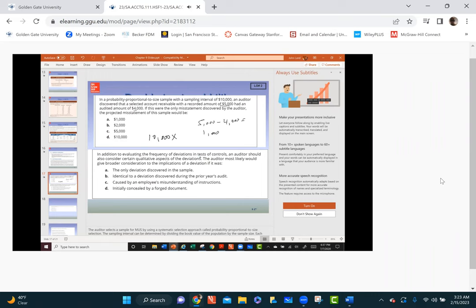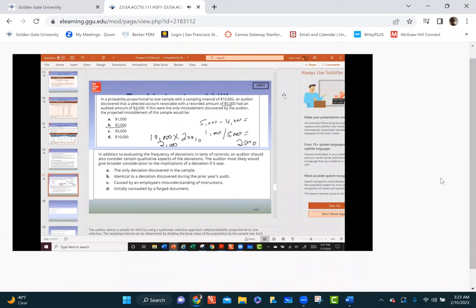I then divide that by what? I divide that by the recorded amount. Recorded amount is 5,000. That means there's a 20% error here. So I'm going to take that 20% and multiply it into the 10,000. And that's going to give me $2,000 projected error here. Okay. So there's a $2,000 projected error.